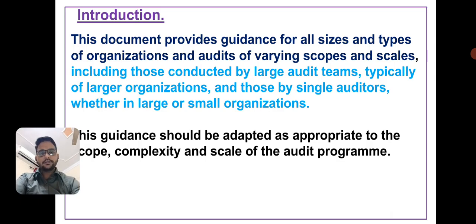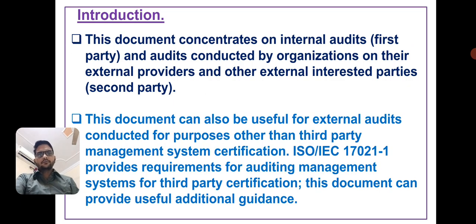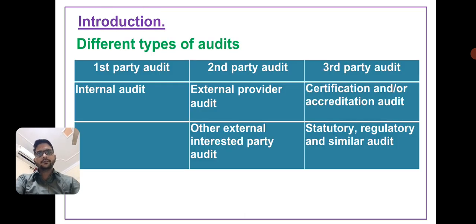This document is valid for first party and second party audits, and for external audits it is also useful, that is, it is useful for third party audits other than certification audits. This document concentrates on internal audits, already explained as first party, and audits conducted by the organization or an external provider or other external interested party, that is second party audit, meaning customer and supplier audit. This document is also useful for external audits conducted for purposes other than certification audit, and can provide useful additional guidance for third party audits.